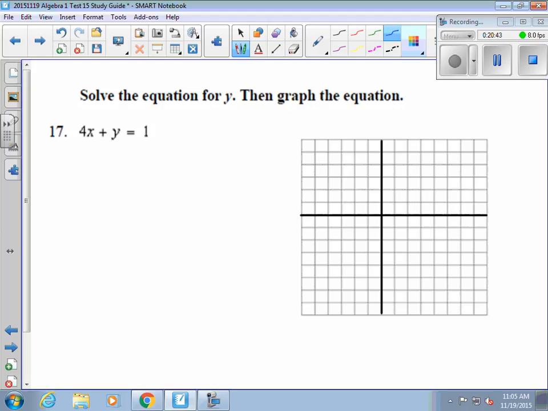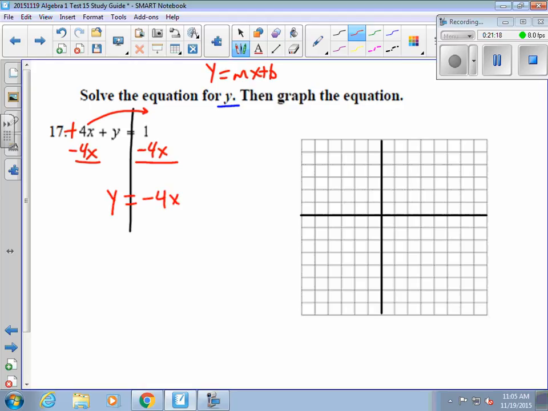Number 17 says to solve it for y, or get it to say y equals mx plus b. Once you have that, you follow m and b in order to find out how to graph it. The only thing that's off about this one from y equals mx plus b is that 4x needs to go to the other side. It's positive 4x, which means plus 4x. You undo that by subtracting 4x here. You have to do it on the other side to balance it. Remember, you can't take 4x away from 1 because they're not like terms. We could simply write it as y is equal to negative 4x positive 1.